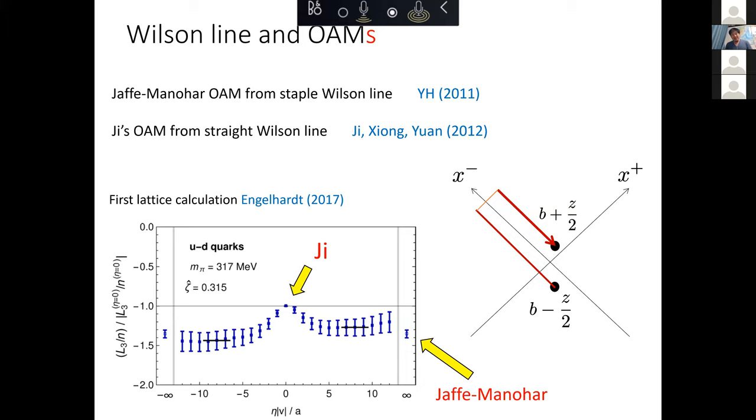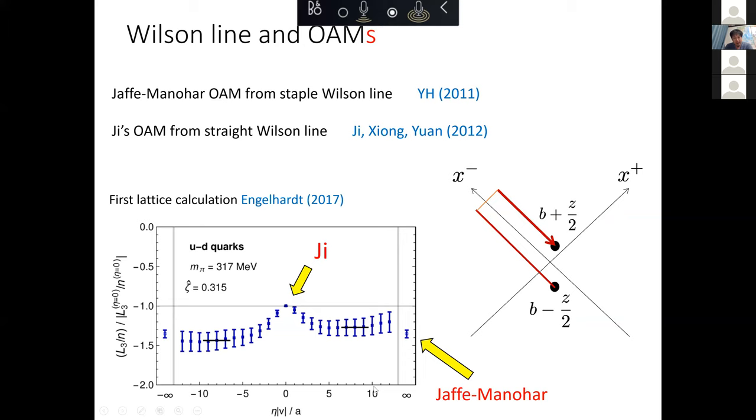I see. You said that this lattice calculation somehow shows that the two definitions are not identical. What does this plot show, this Engelhardt? Yes, this is a calculation by Michael Engelhardt. Of course this is a light cone distribution, and it's very difficult to calculate on the lattice. Nowadays there is large momentum effective theory which allows you to calculate the PDF on the lattice, but he's not using it. Instead of the light cone direction, he has a Z direction: a Wilson line in the Z direction, and the x axis is the length of this Wilson line.